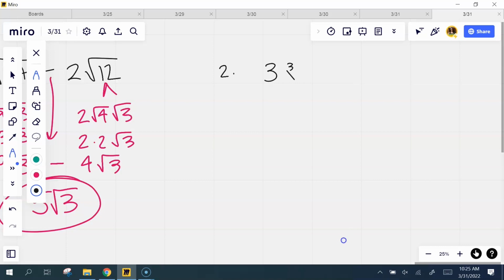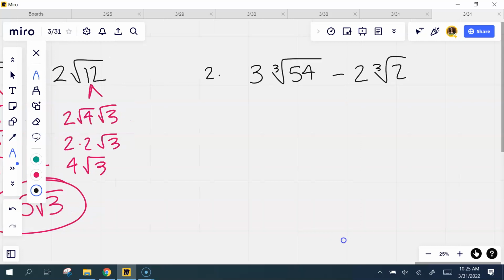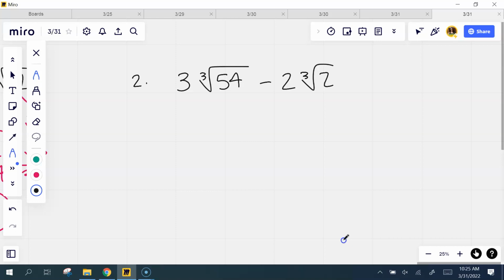3 times the cubed root of 54 minus 2 times the cubed root of 2 plus 7 times the cubed root of negative 16. Do you see any like radicals? Nope, not right off. So my next step, see if I can simplify any radicals. How about the first one? Can it split at all?